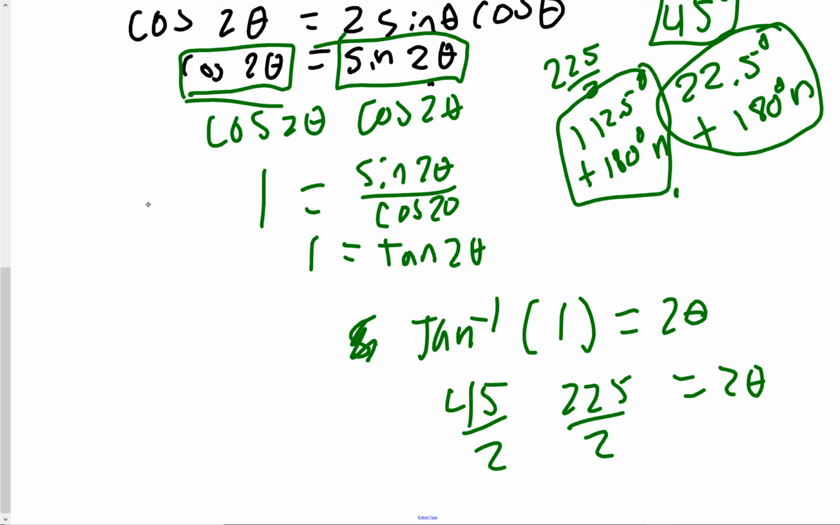And then since we want all solutions, normally it's every 360, but because it's 2 theta, we'd have to divide that and we get 180. So instead we add 180 to each side. So there's two ways to look at that. And that is all done.